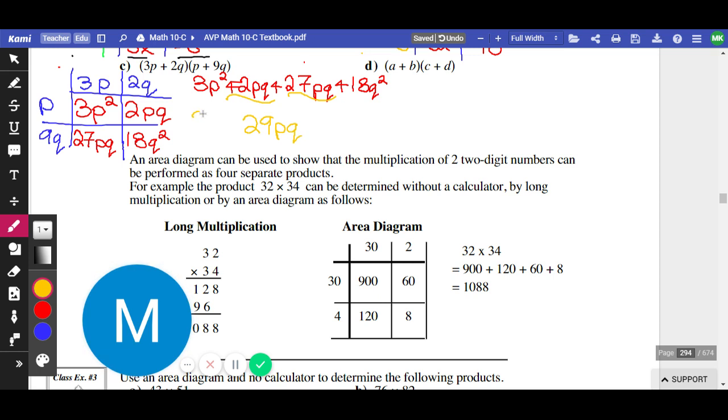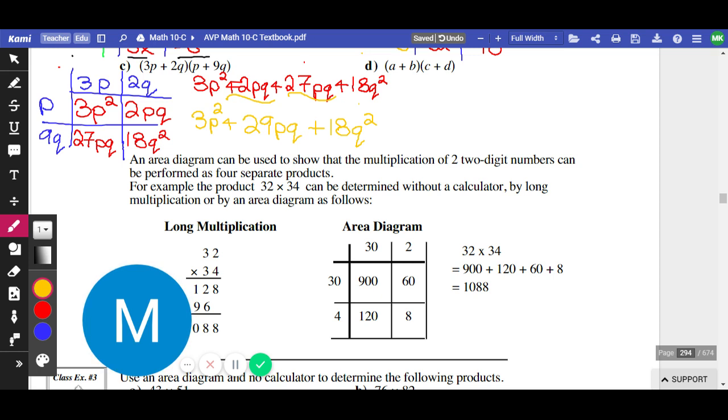Everything else stayed the same. So 3p squared couldn't add with anything because it was different exponents. And plus 18q squared couldn't add with anything because they're different exponents, right? And you have a q, but it's q to the power 2. How many people got that one? That was hard. Yeah? Good.